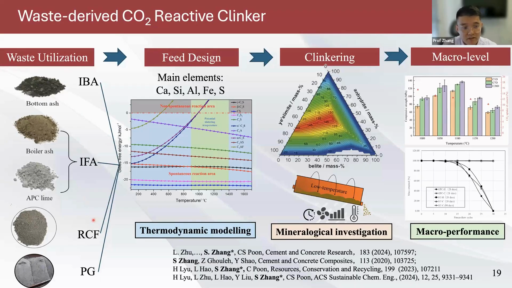Recycled concrete fines come from the fine portion of demolition waste concrete, which is also rich in calcium and silicate. And phosphogypsum is another type of sulfate-rich material that we utilize to produce CSA cement. We use thermodynamic modeling software such as FactSage to do the feed design. We can predict the phase evolution under high temperature so that we can design the raw feed accordingly.